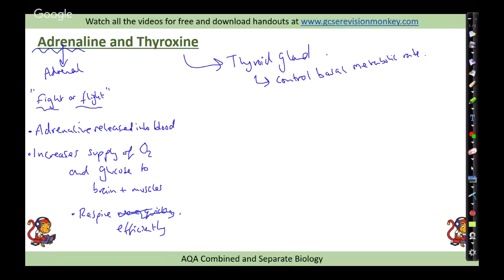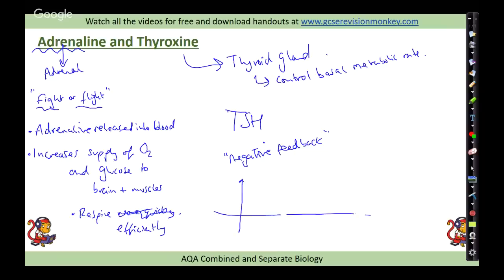The release of thyroxine from the thyroid gland is controlled by another hormone called TSH, which is thyroid stimulating hormone. And you may well see the term negative feedback in a number of different places in this biology course. Negative feedback means if the levels of something in the body are too high or too low, the body will respond to counteract that.